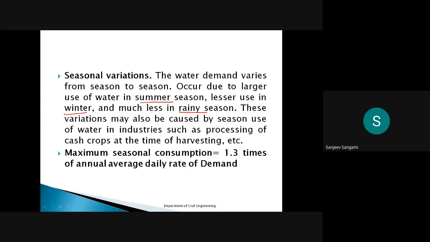These variations may also be caused by seasonal use of water, such as the processing of cash crops at the time of harvesting. This is also going to happen. So this is the last statement: the maximum seasonal consumption is equal to 1.3 times the annual average daily rate of demand.